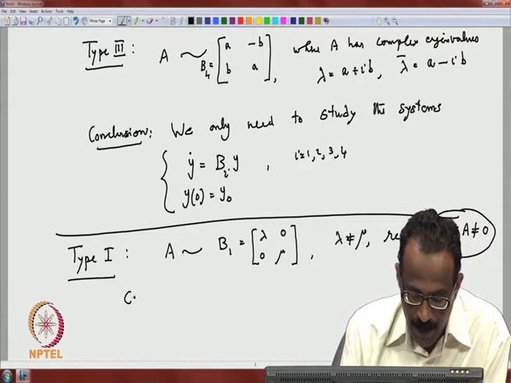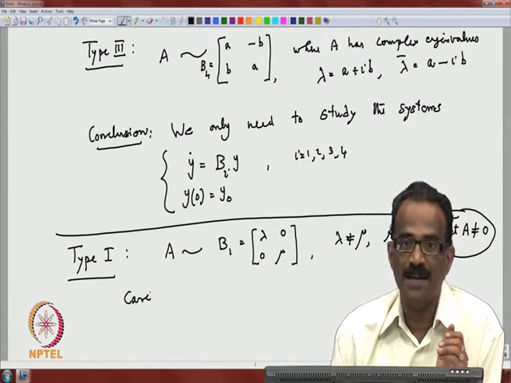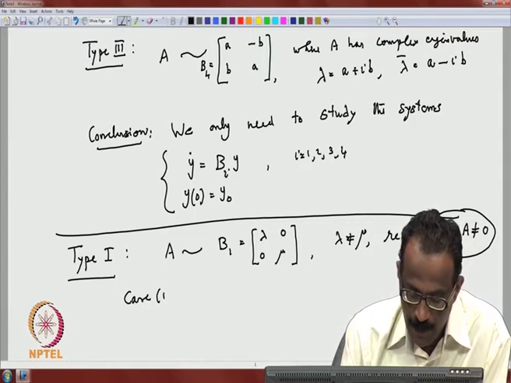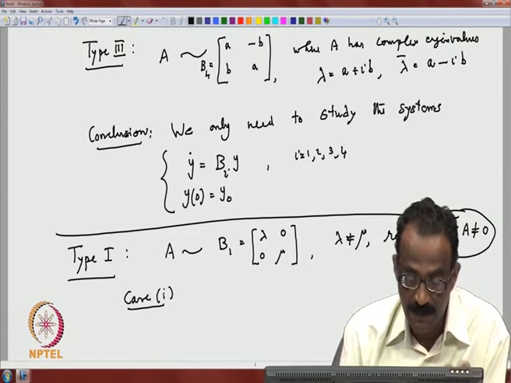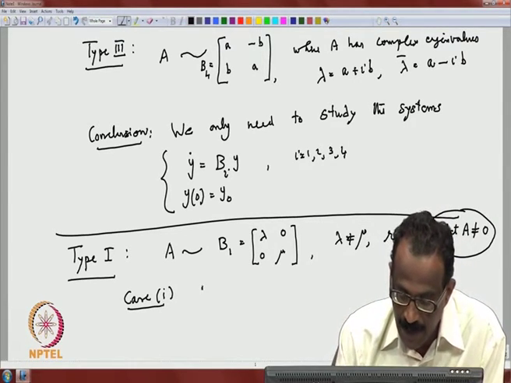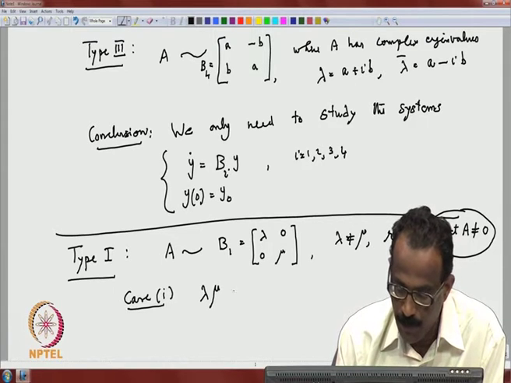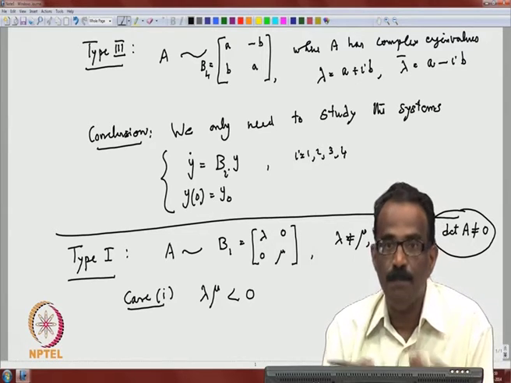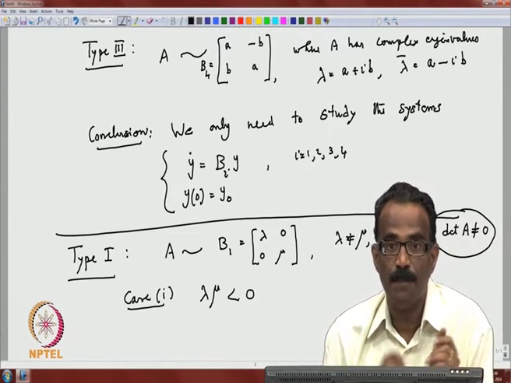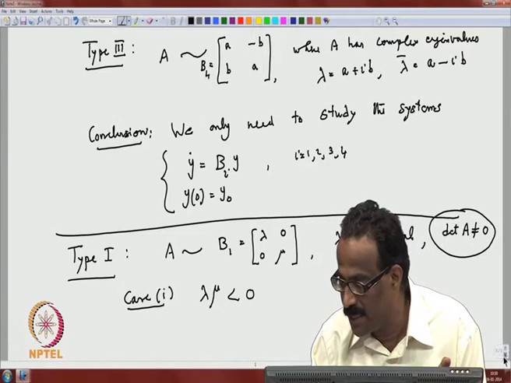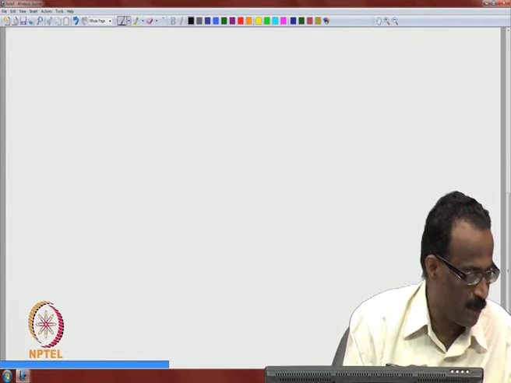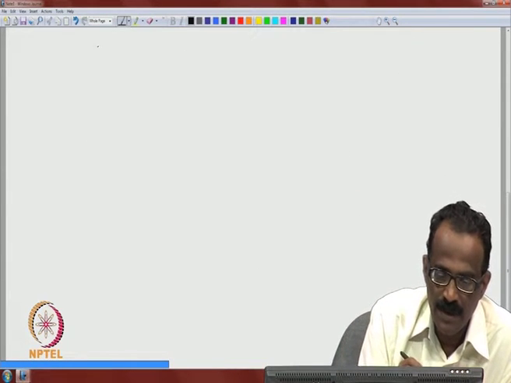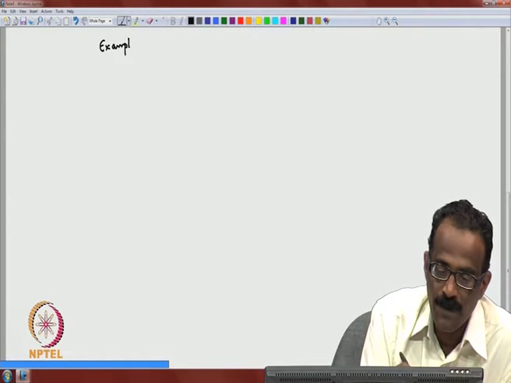So, in type 1, we have two classifications. Case 1, within type 1, is where the product lambda mu is less than 0. Okay. So, we will start with examples, and then you will see what happens. We have already seen one example, so a similar example we will try to see, and then we will see that everything works the same way.